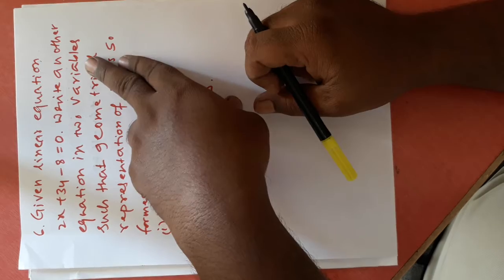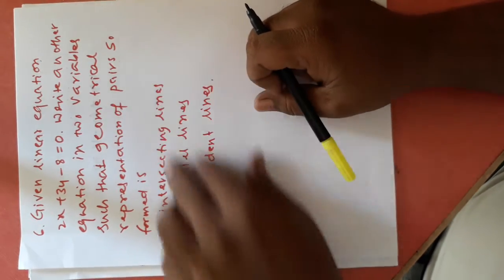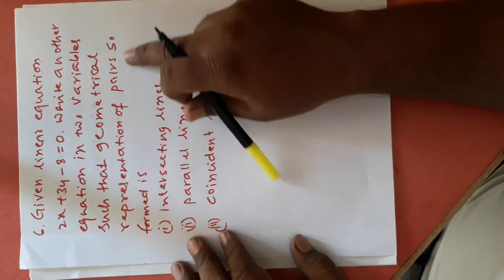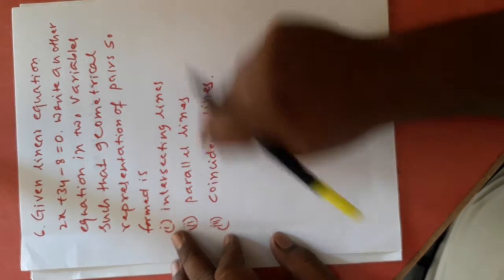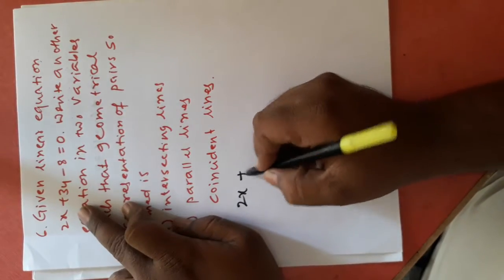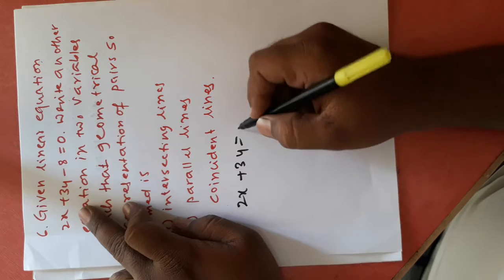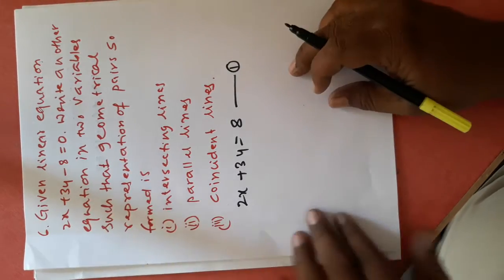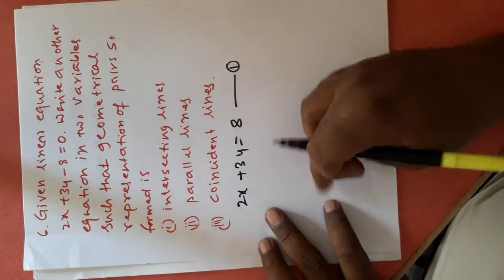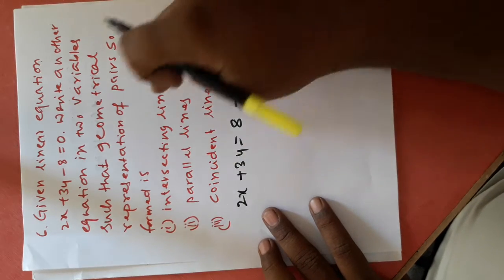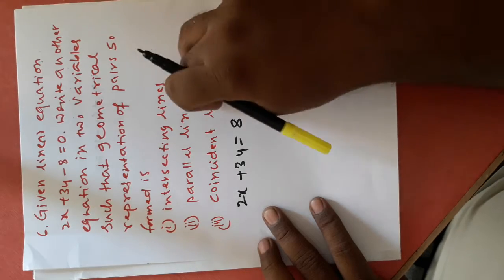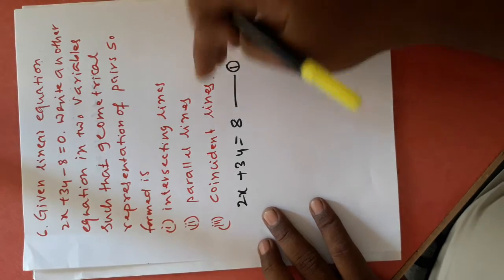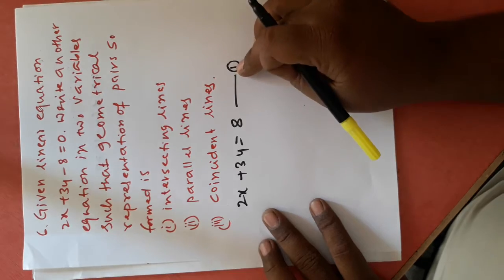Write another equation in 2 variables such that it represents a geometrical representation, so that the pairs formed will be intersecting lines, parallel lines, and coincident lines. That means this is the line given, 2x plus 3y is equal to 8, I will take. We have to write another line which intersects with this, which will be parallel to this line, and which is coincident with this line.